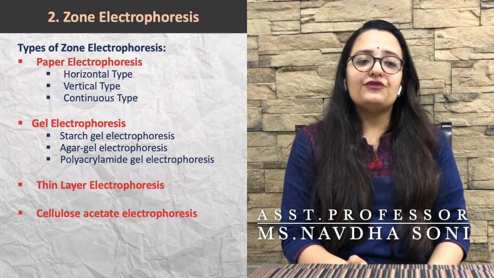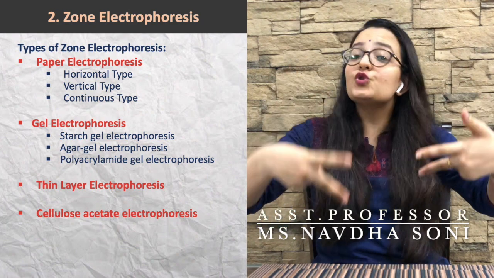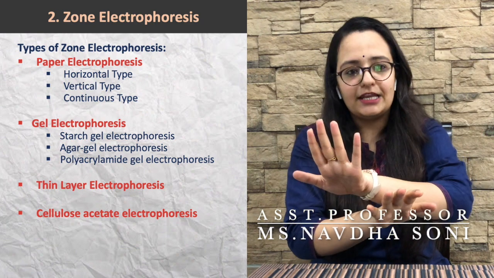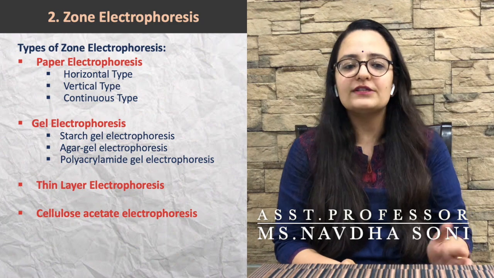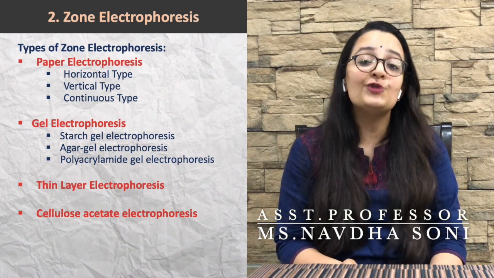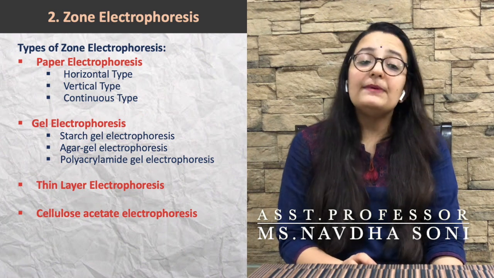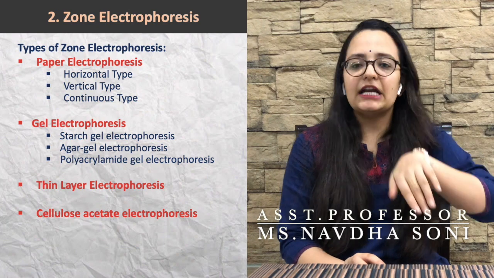In zone electrophoresis, depending upon the supporting medium, there are two types: one is paper, and the other is gel electrophoresis. Sometimes thin layer electrophoresis and cellulose acetate electrophoresis are also used. In paper electrophoresis, there are horizontal, vertical, and continuous types.